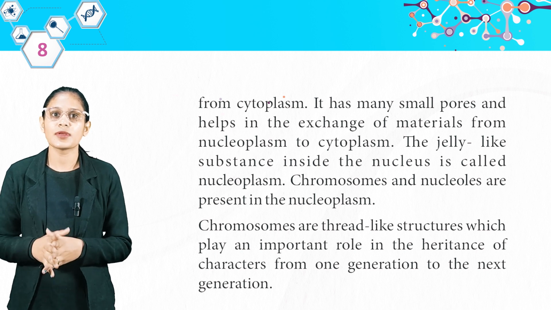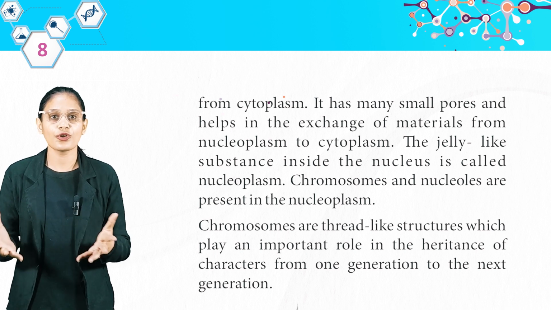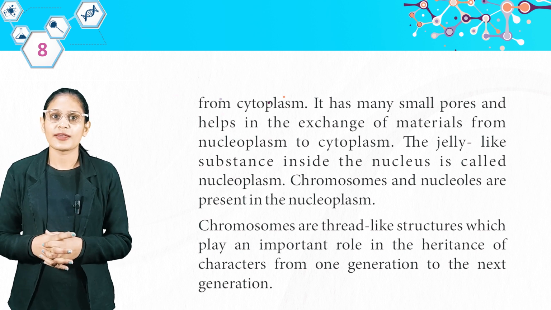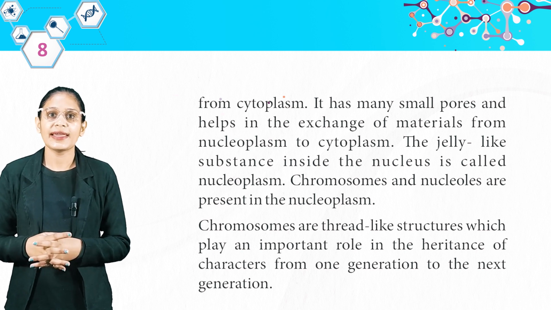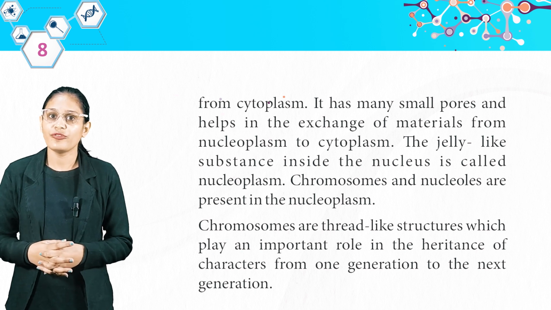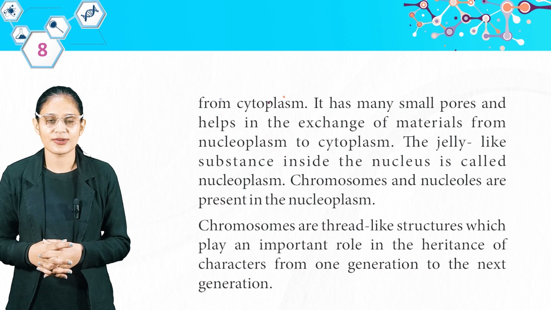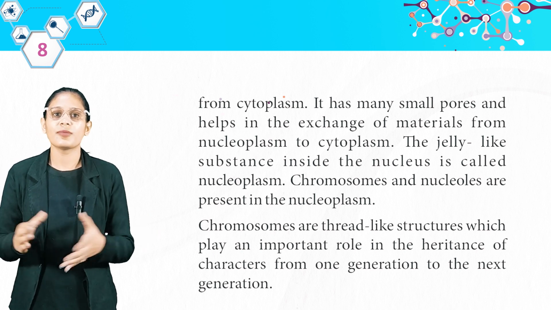The jelly-like substance inside the nucleus is called nucleoplasm. Chromosomes and nucleolus are present in the nucleoplasm. Chromosomes are thread-like structures which play an important role in the inheritance of characters from one generation to the next generation. So students, chromosomes हमें कहाँ मिलते हैं?